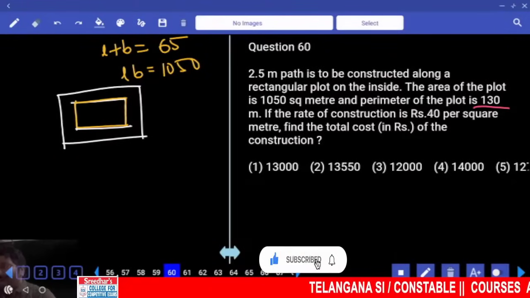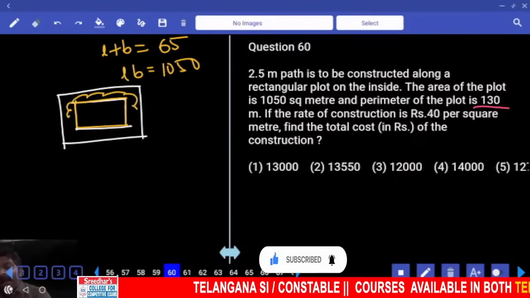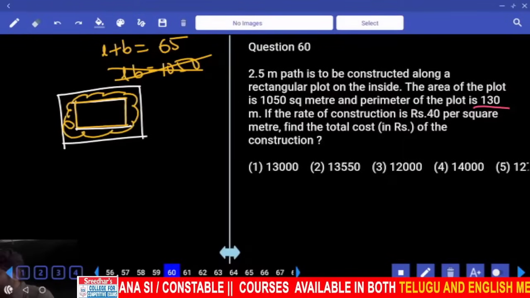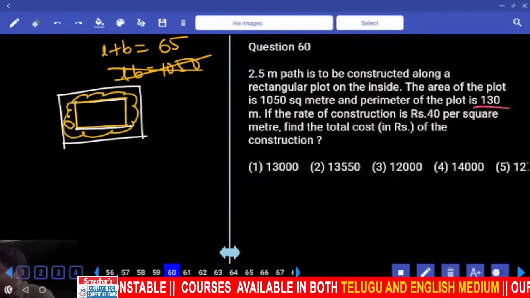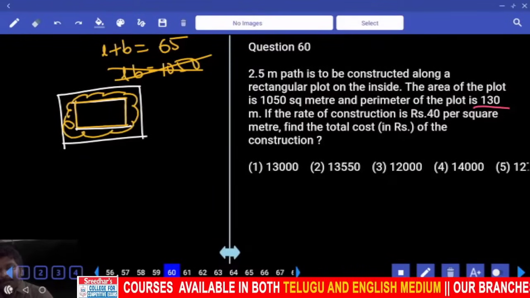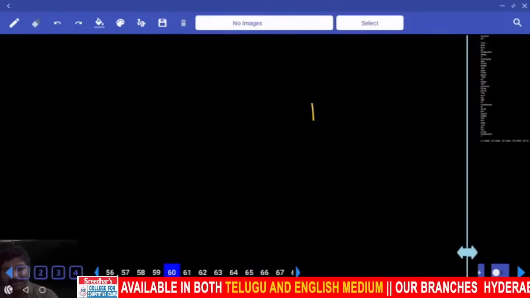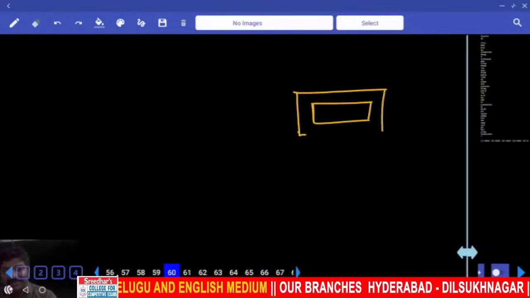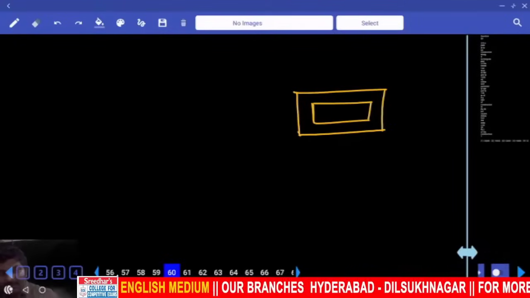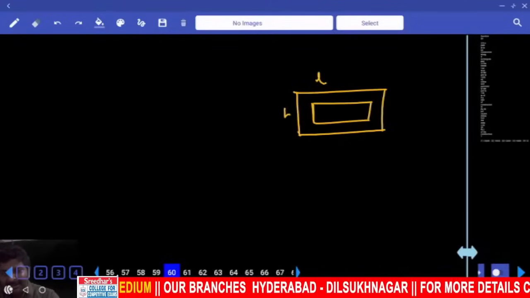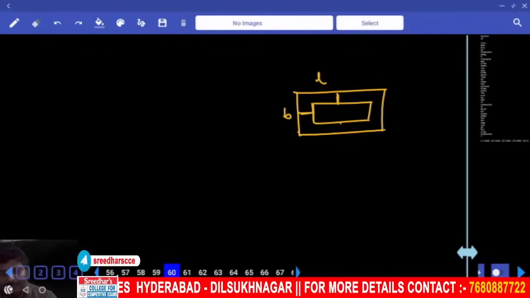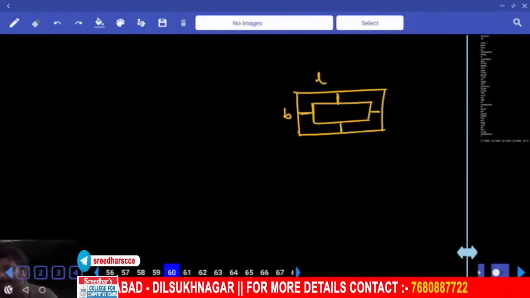For these types of questions, if you want to calculate path area, first of all, area is not required. Without area we can calculate. So do remember, because you are in preparation time. Outer rectangle is our own rectangle, whose length I am treating as L and breadth as B. There is a path whose width is 2.5, on all four sides, correct?